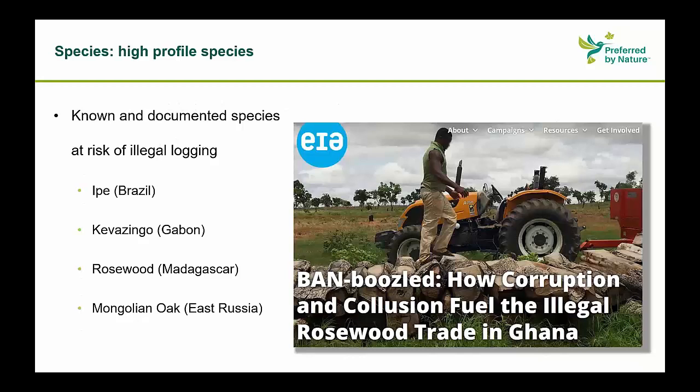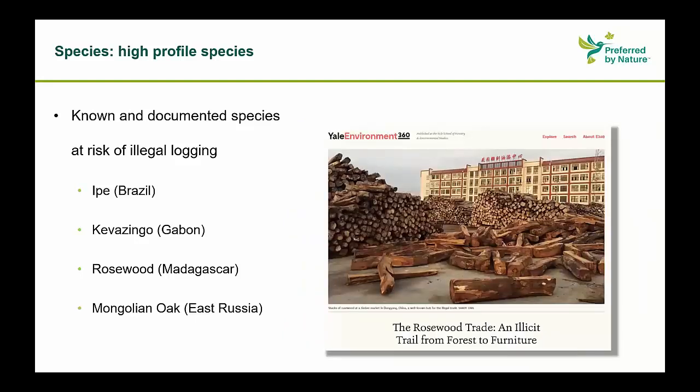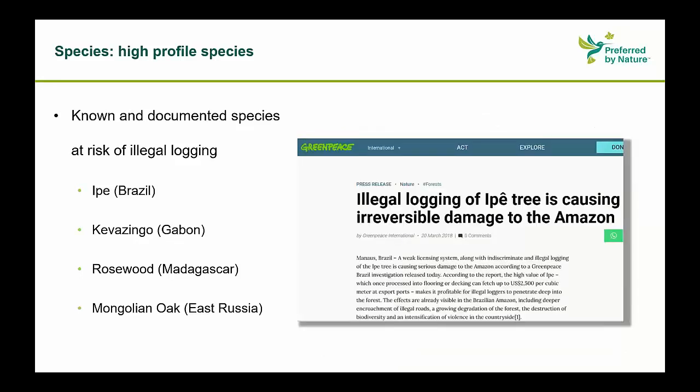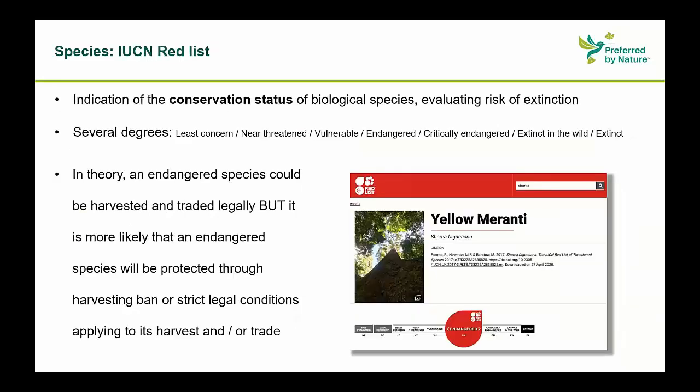Okay, so that's a list of known and documented species that are known to be at risk of illegal logging. It's not an exhaustive list, but those are the species which are regularly finger-pointed, let's say, for being illegally harvested. So Ipe from Brazil, Kevazingo from Gabon, rosewood from Madagascar, and Mongolian oak. And yes, that's just a few screenshots of public reports on those species.